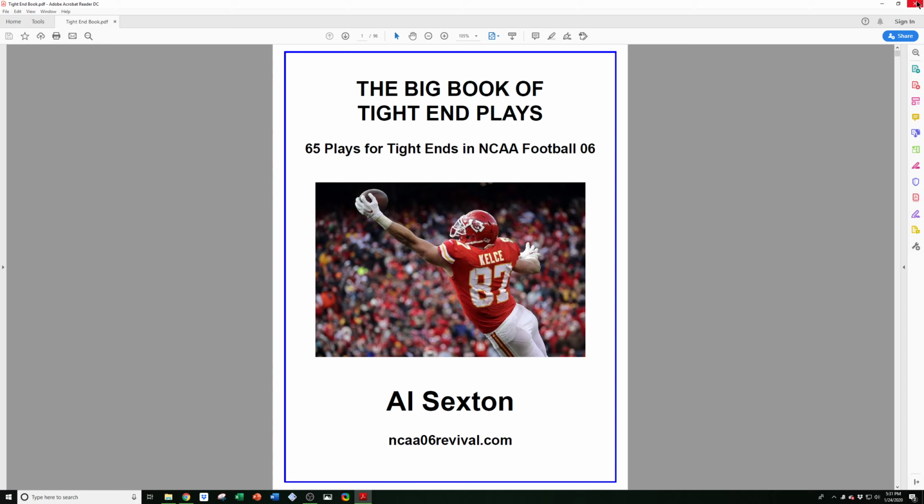I'm happy to announce my 7th book, the Big Book of Tight End Plays. 65 plays for tight ends in NCAA Football 06. Yes, you read that correctly. 65 plays are covered in this book. It's about 96 pages long, a lot of content, so let's get right into it.